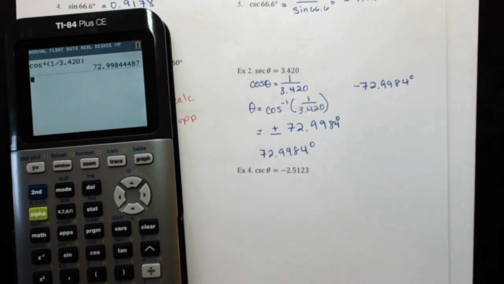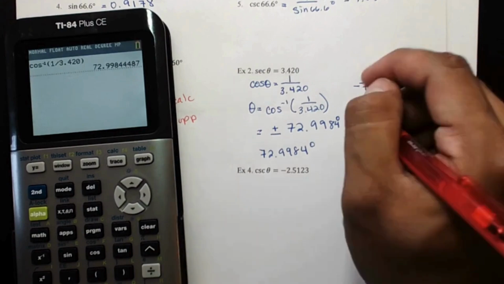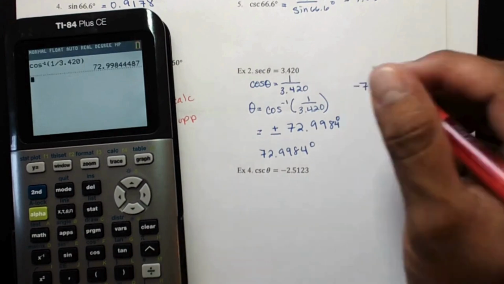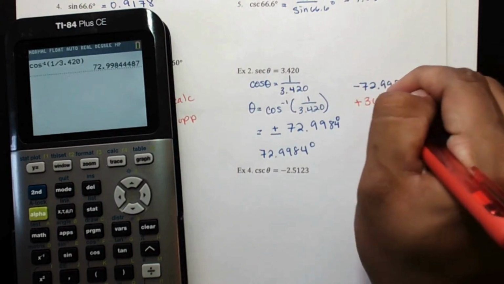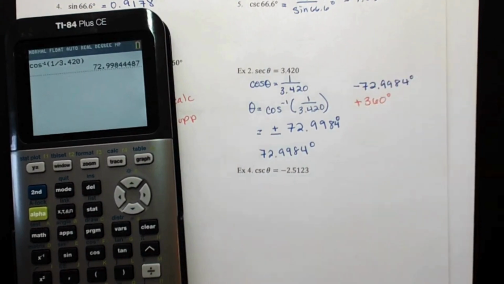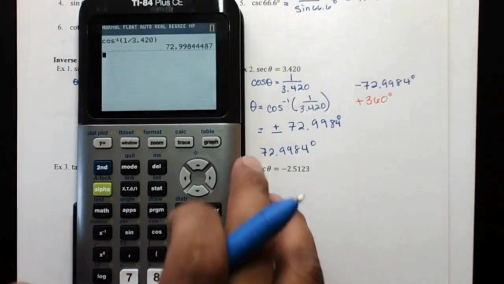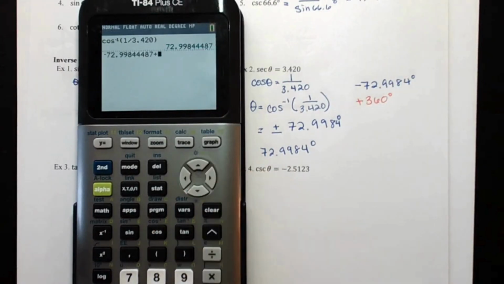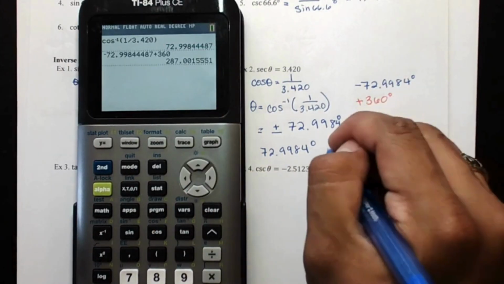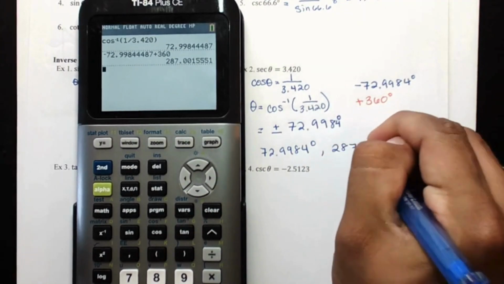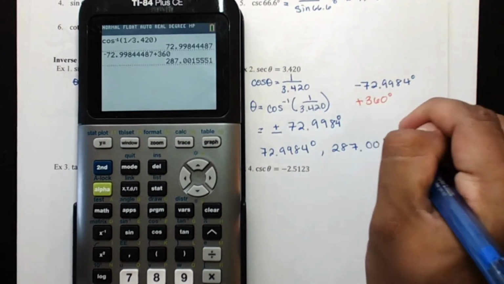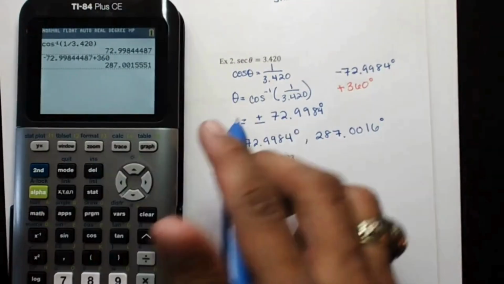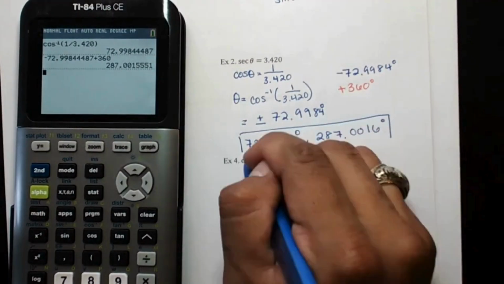Well, something that you have been taught now is what coterminal is. Coterminal is adding or subtracting a circle to get a different angle that has the same measure. So what we're going to do is add 360 degrees to this negative answer. In the calculator, I'm going to copy and paste that answer and add 360 to it and get 287.0016 degrees. So those are your two answers between the range that was given.